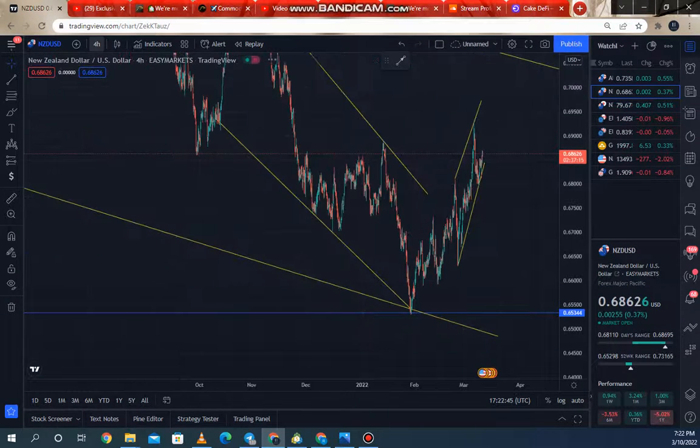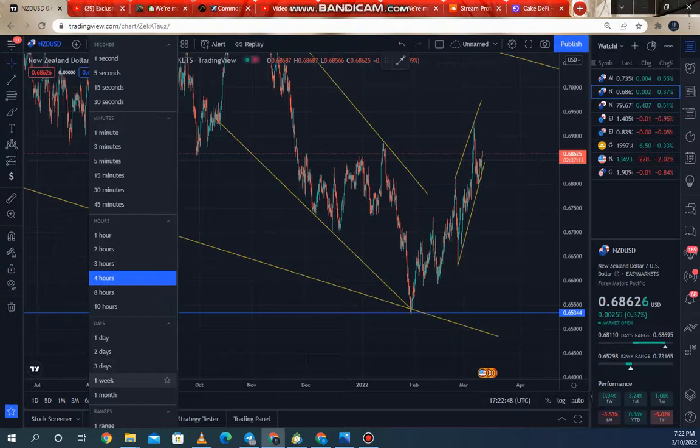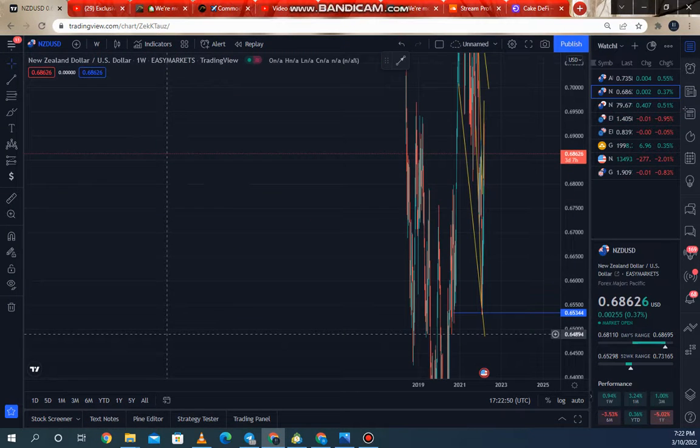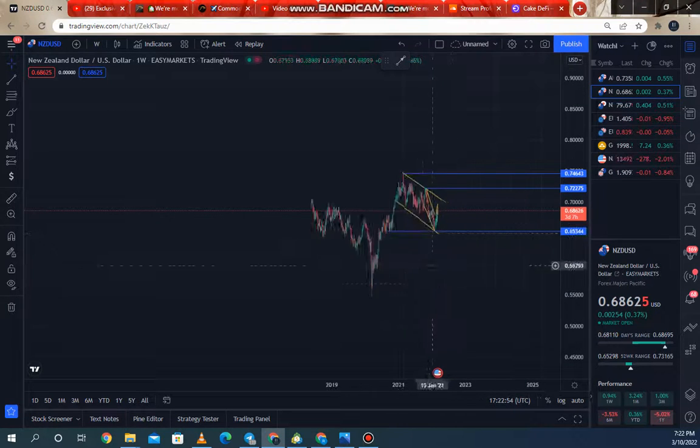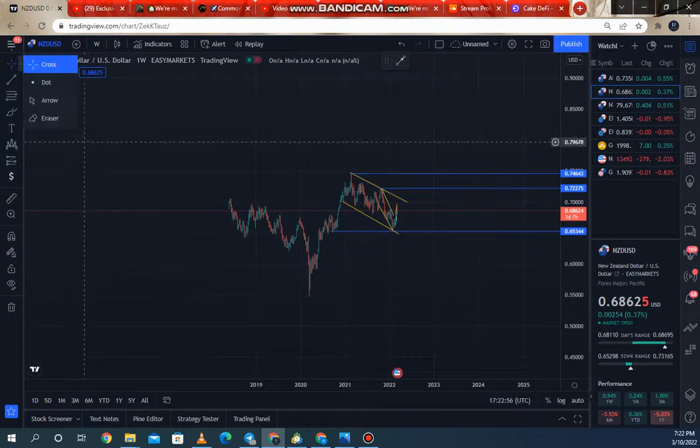So New Zealand USD here, I had already drawn some structures, so I'm just going to continue from these structures, also from the higher time frame perspective.